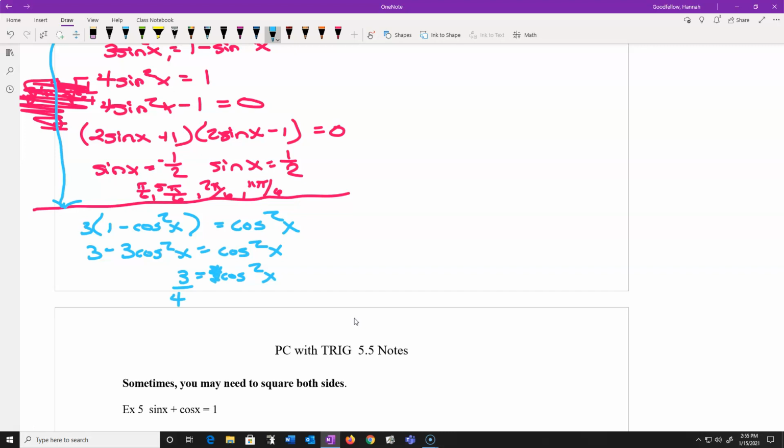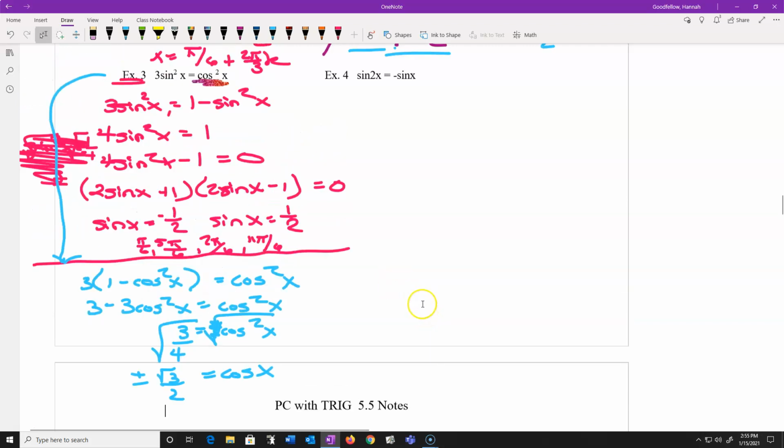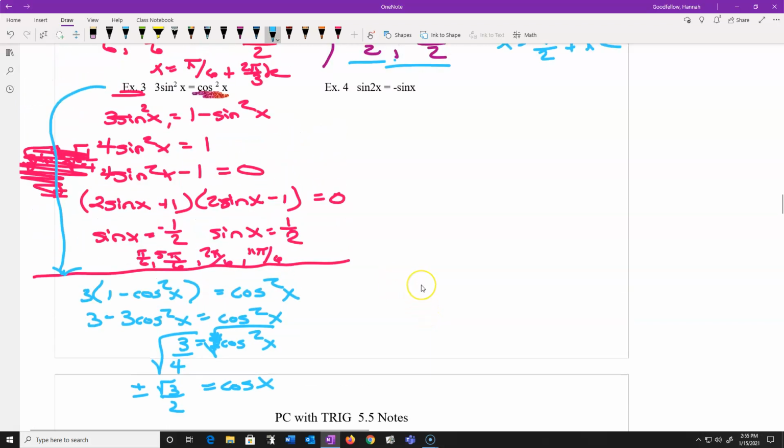Now, once you take the square root of both sides, you would end up generating that cosine of x is equal to plus or minus the square root of 3 over 2. And that is going to give you the same pi over 6 answers that you got when you did it the other way. So as long as your substitution is valid, there's no real reason why you can't come up with a solution there.